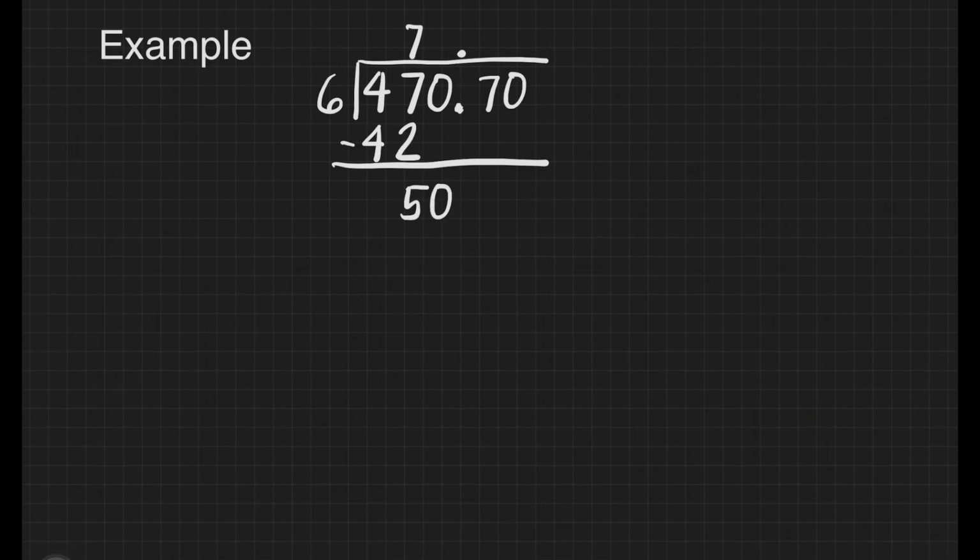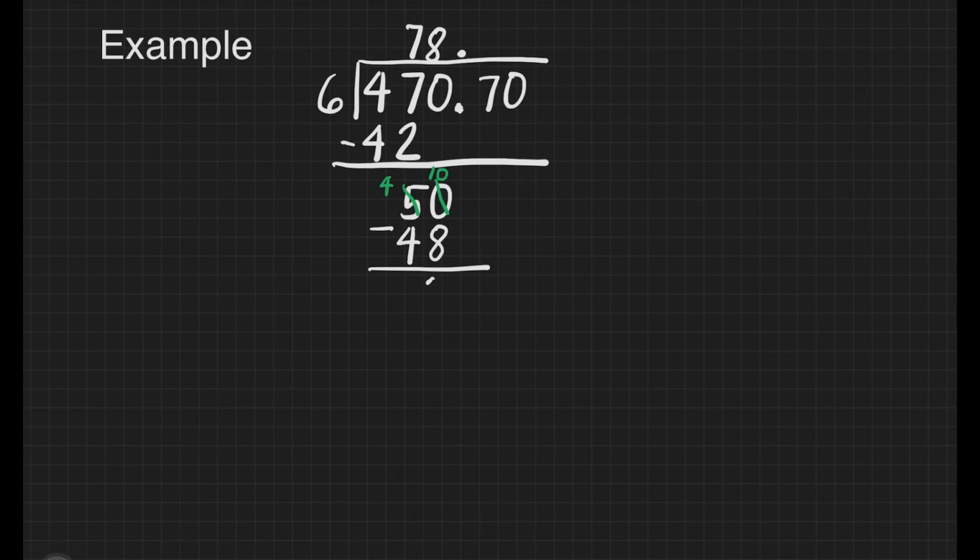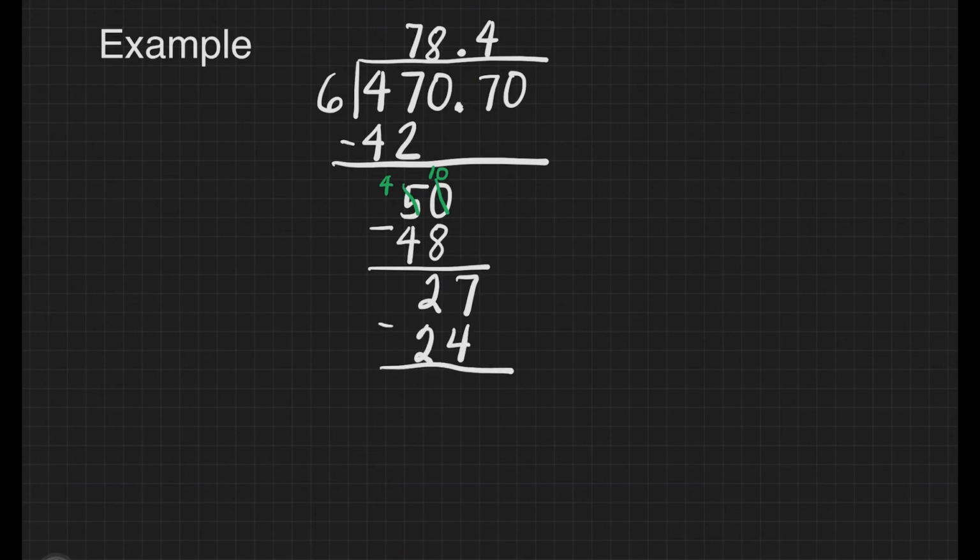Bring down 0. How many 6s are there in 50? We have 8. 8 times 6 is equal to 48. Then we will subtract. 0 minus 8 cannot be, so we will borrow from 5. 5 will become 4. And then this 0 will become 10. 10 minus 8 is equal to 2. 4 minus 4 is 0. Bring down 7. How many 6s are there in 27? We have 4. 4 times 6 is equal to 24. And we will subtract. 7 minus 4 is equal to 3. 2 minus 2 is 0. Then bring down 0. 30 divided by 6 is equal to 5. 5 times 6 is equal to 30. 30 minus 30 is equal to 0.